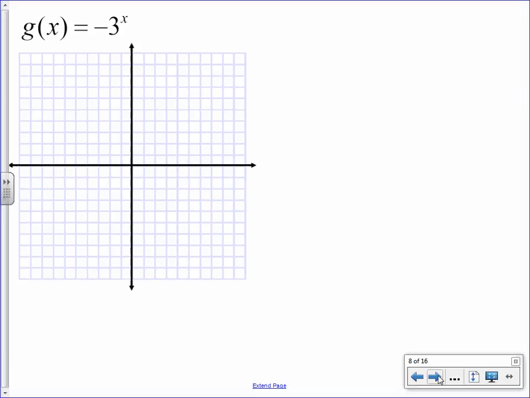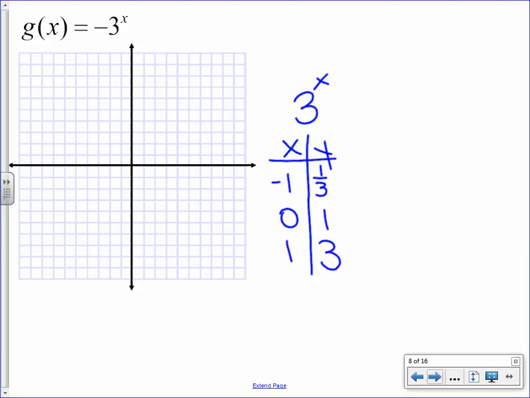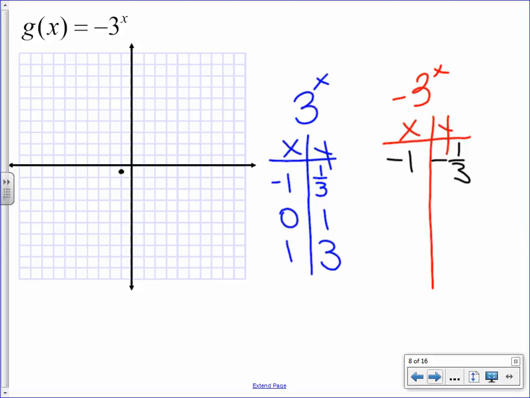All right, one more. Negative 3 to the x. If our parent function is 3 to the x, what is that negative doing to each of those coordinates? What's that negative doing? Reflecting over the x-axis. So negative 1, 1/3 becomes negative 1, negative 1/3. 0, 1 becomes 0, negative 1. And 1, 3 becomes 1, negative 3.